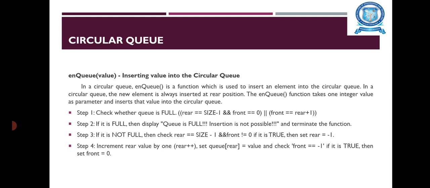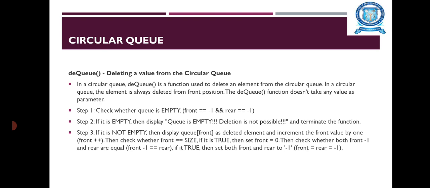First step is to check whether the queue is full. If it is full, then display the queue is full, insertion is not possible. If it is not full, then check the rear size. Then increment the rear value by 1 and set queue of rear equal to value. Check front equal to -1. If it is true, then set front equal to 0.